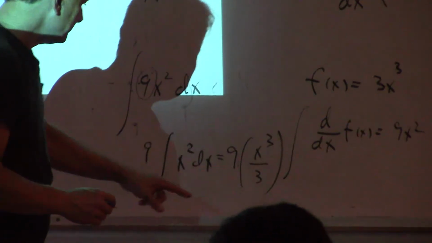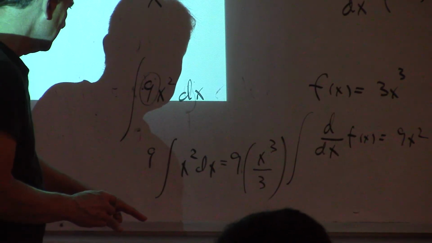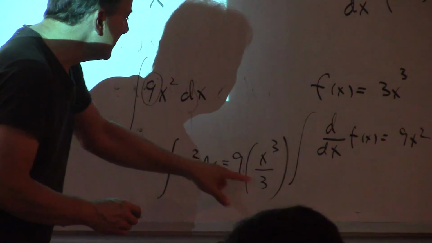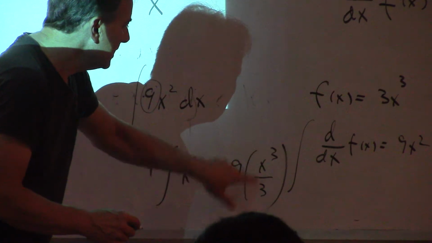Okay, so, why is it not working out? Is it working? Yeah, it's working out. So, what's 9 divided by 3? So that's going to be 3x cubed.